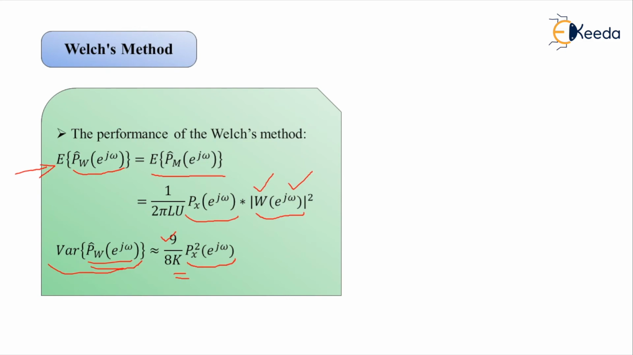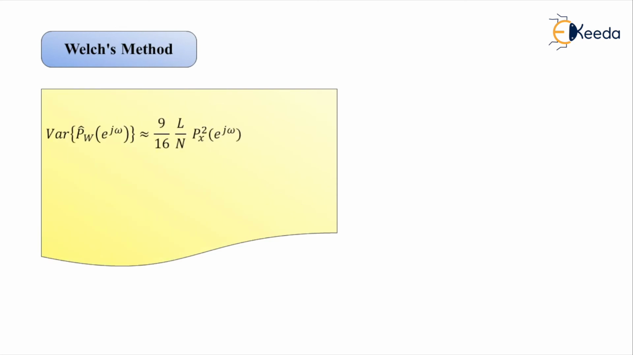So in this particular case, the variance in terms of the length capital L and the data points capital N is denoted here. This is the mathematical expression. We obtain the variance of the estimate P hat W as a function of e to the power jω approximated to, as we have said, the averaging here: 9 by 16 in multiplication to capital L by N, times the square of the power spectral density Px squared as a function of e to the power jω. Now in this representation we have the ratio L by N here.